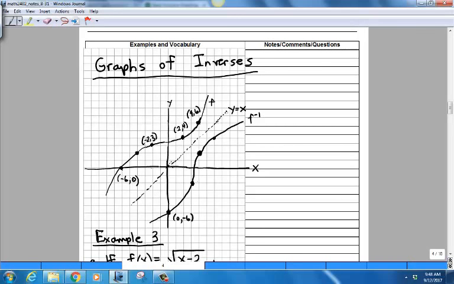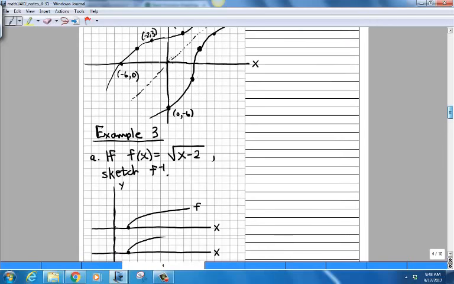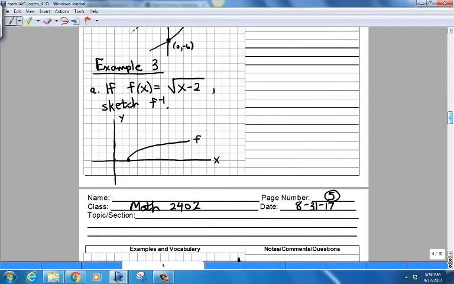Let me make sure I graph y equals x correctly. So that gives us a nice clue. For instance, if we wanted to draw the inverse of this function, square root of x minus 2, first let's see if we can figure out the formula for f inverse.